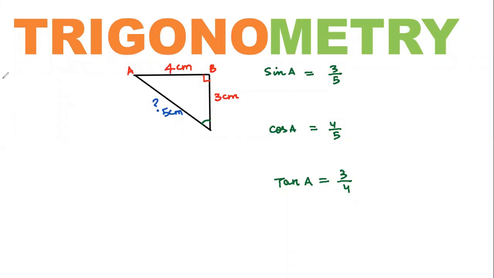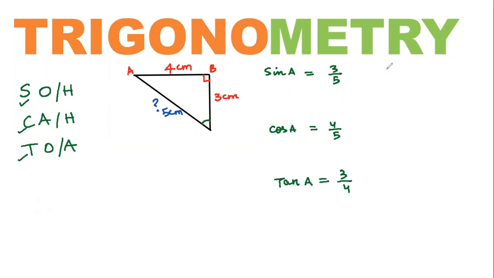For remembering the formula for sine, cos and tan, remember SOH CAH TOA. SCT indicates sine, cos, tan. Sine is opposite over hypotenuse. Cos is adjacent over hypotenuse. Tan is opposite over adjacent. So if you remember SOH CAH TOA, you can easily frame the ratios of sine, cos, tan.